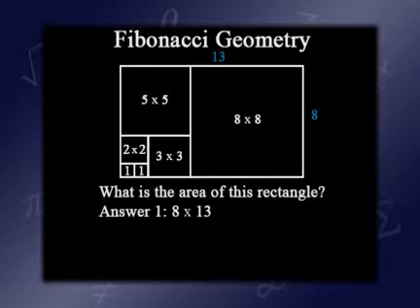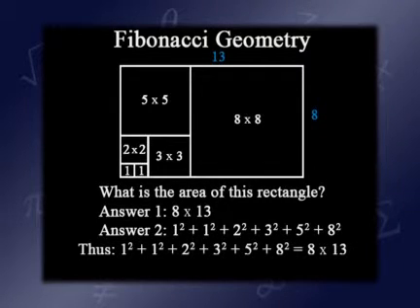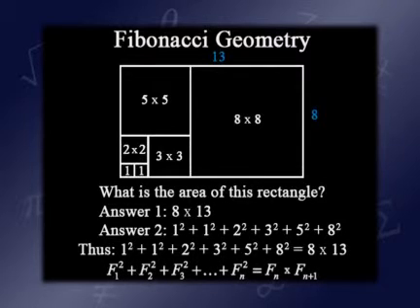So we have a 1 by 1 square, another 1 by 1 square, a 2 by 2, a 3 by 3, a 5 by 5, an 8 by 8. So the sum of those areas is 1 squared plus 1 squared plus 2 squared plus 3 squared plus 5 squared plus 8 squared, which is 8 times 13. It is the product of Fibonacci numbers. And now we've proved a pattern that we saw but didn't prove when we were looking at Fibonacci numbers before. That is, the sum of the squares of the first n Fibonacci numbers is Fn times Fn plus 1.